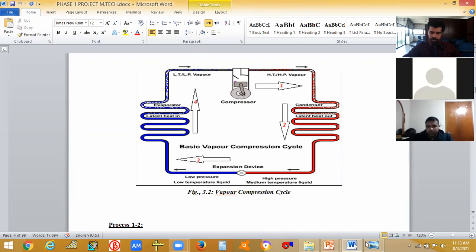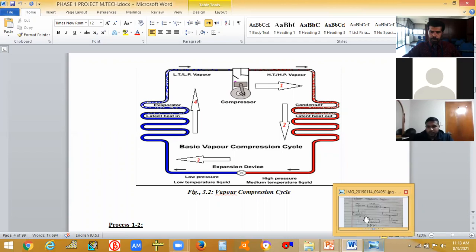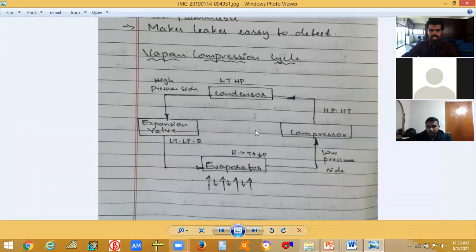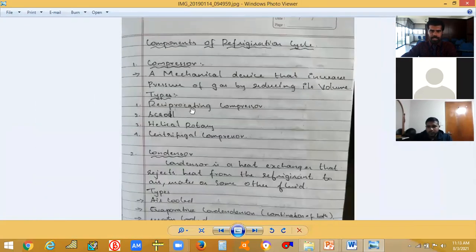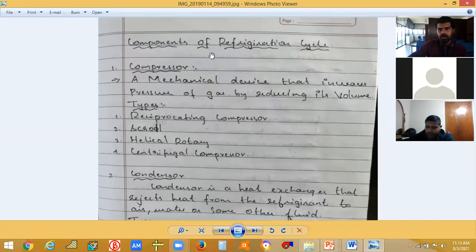Now, before that, you can just write what the components are and why we need these things. The components of the refrigeration cycle. Why do we need this? What is this compressor and why do we need it? What is a condenser? What is an evaporator? What is this expansion valve? That also you need to understand. So write what the different components of the refrigeration cycle are.